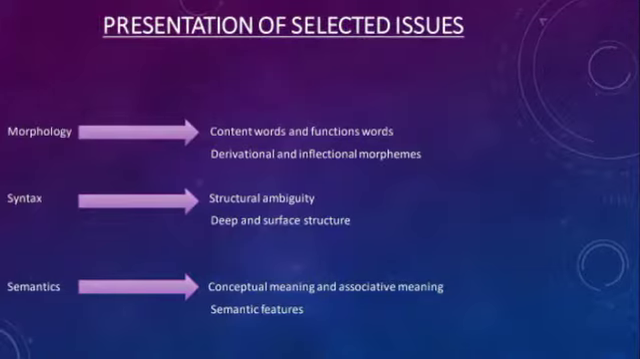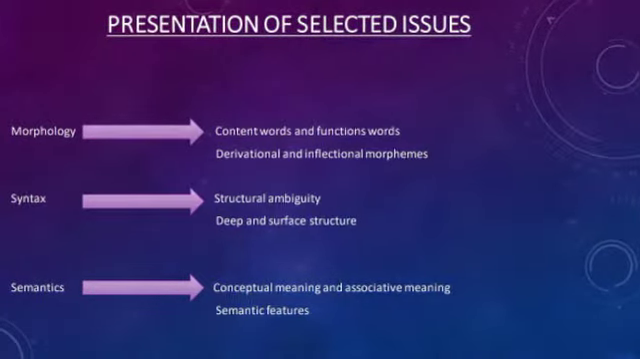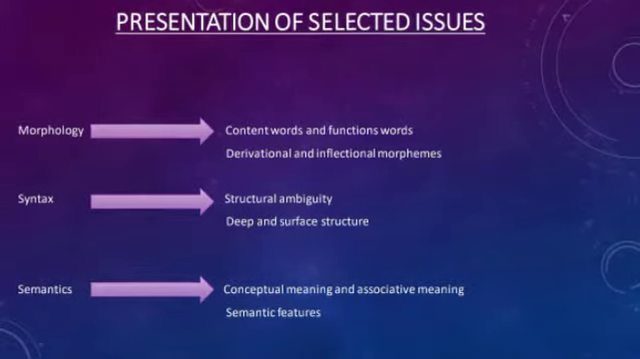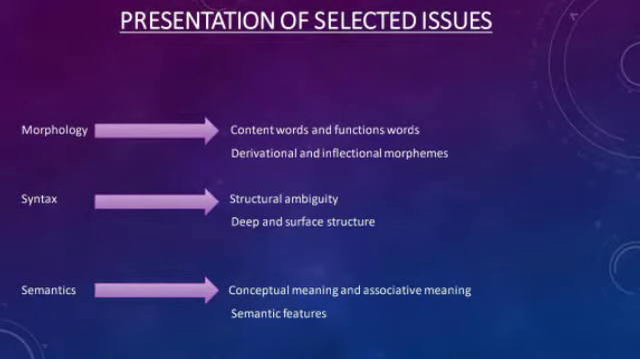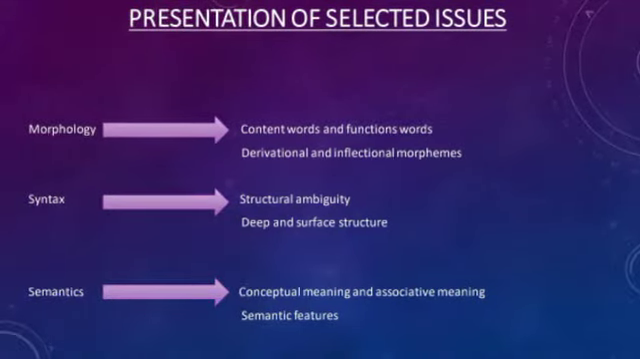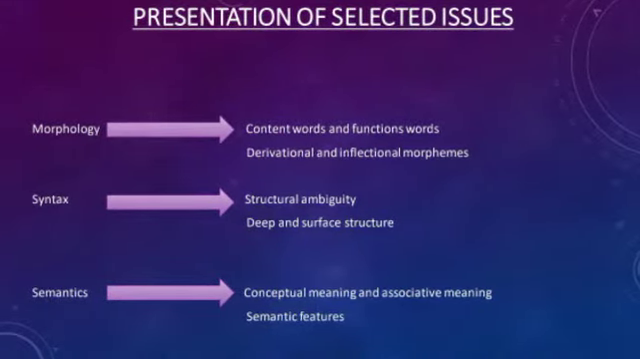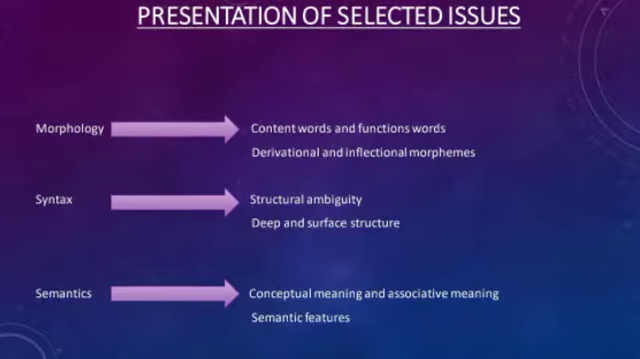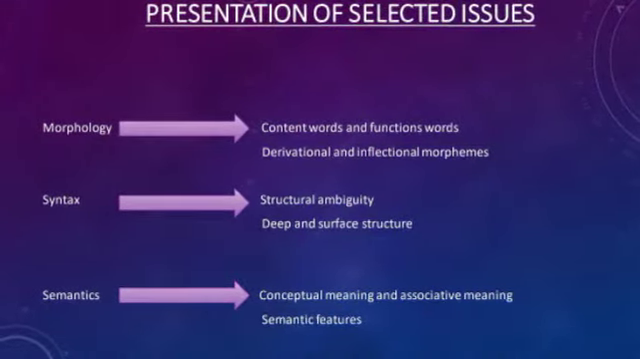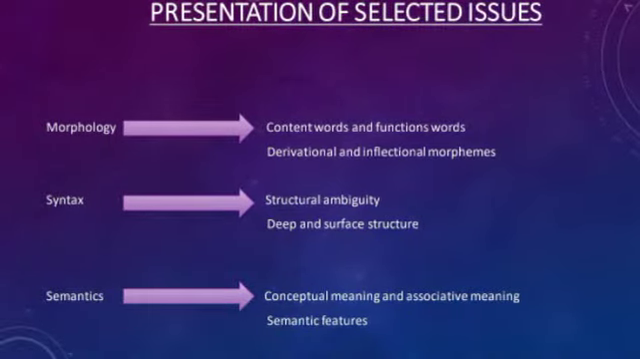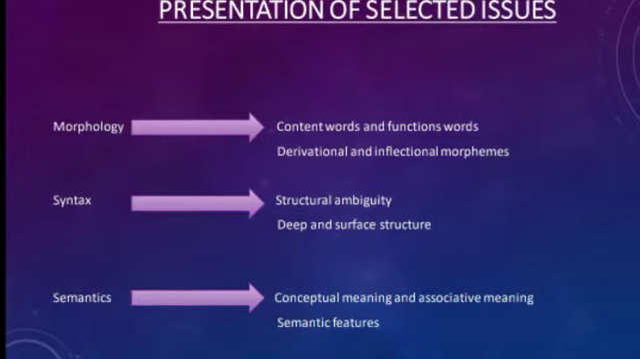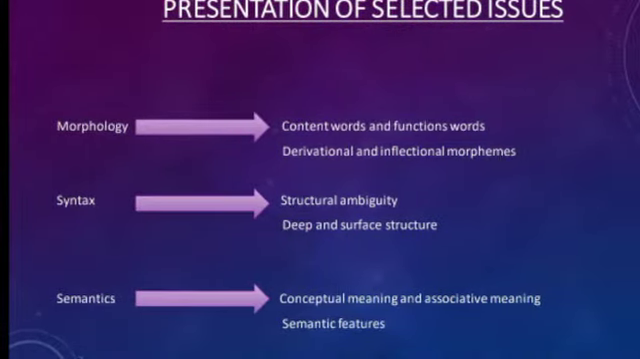Presentation of selected issues. For morphology, the two issues that we selected were content words and function words, and derivational and inflectional morphemes. On syntax, we chose structural ambiguity and deep and surface structure. And finally, on semantics, we selected conceptual meaning, associative meaning, and semantic features.